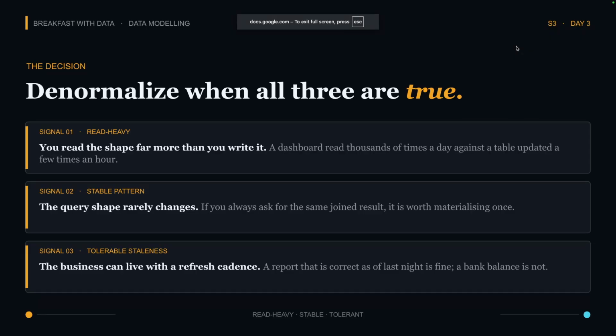So what are the decisions on when to denormalize? Denormalize when all these three are true. One, read is heavy. You read the shape far more than you write. This is the case for a lot of analytics workloads that you do. We rarely write data in analytics. The only time we write data is when we are moving from one table to another to calculate this thing, and a lot of the time it is all about inserting.